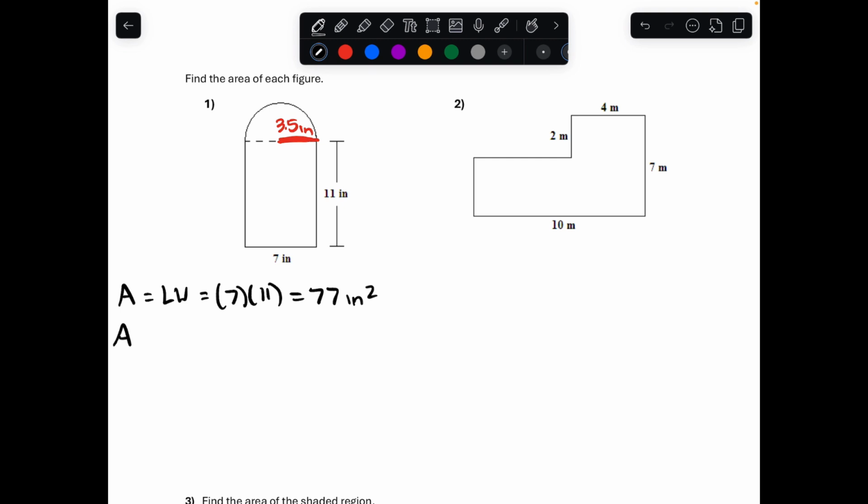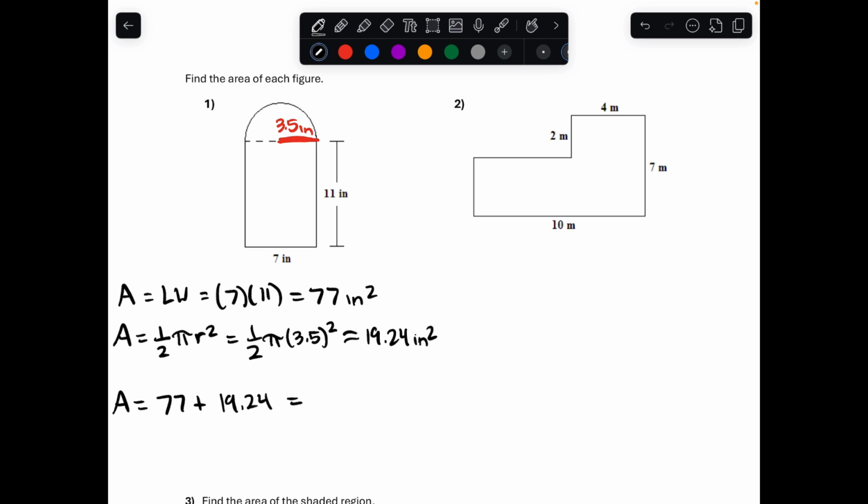Then finding the area of the circle is going to be pi r squared. However, this is half of a circle, so we need to multiply by 1/2. So plugging things in, we'll have 1/2 times pi times 3.5 inches squared. Plugging this into a calculator, we would get that it's approximately 19.24 inches squared. Then, to find the area of the whole thing, we just add them together. And so the area is going to be 77 plus 19.24, and that's going to give us 96.24 inches squared.